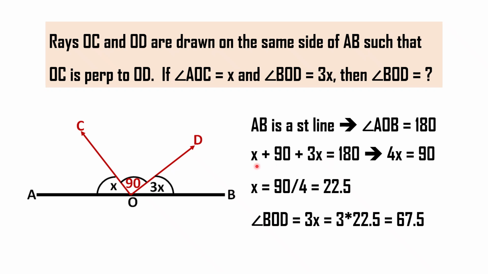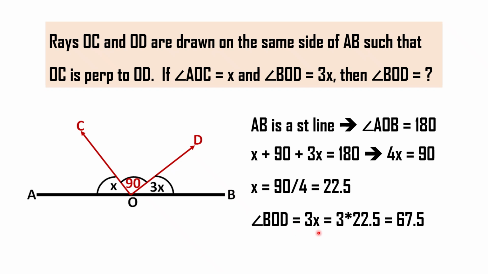Right? So x and 3x will be 4x. 90, we will take it to that side. 180 minus 90, 90. So 4x equal to 90. x will be 90 divided by 4, 22.5. But angle BOD, আমাদের দরকার আছে angle BOD. We have been asked the measure of the angle BOD. So angle BOD is 3x. You can see here 3x. So x is 22.5. So 3x, 3 times 22.5, then 67.5 degrees.